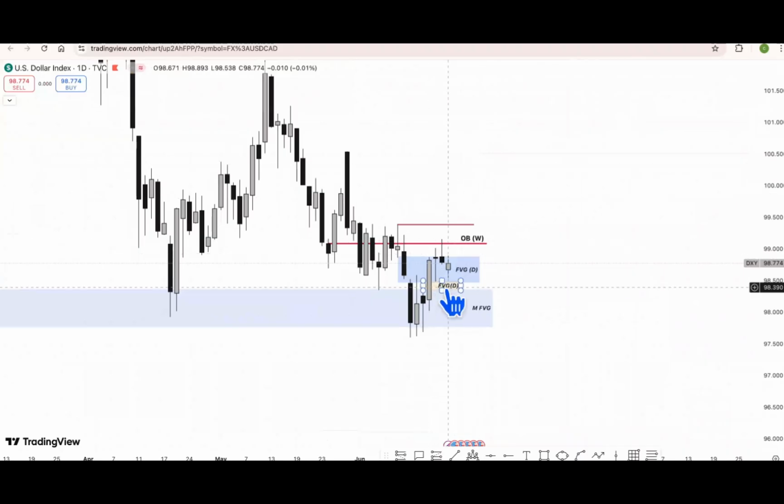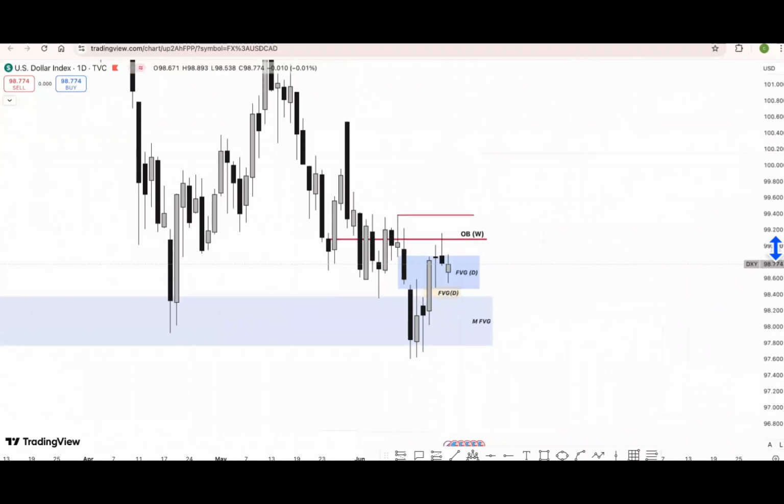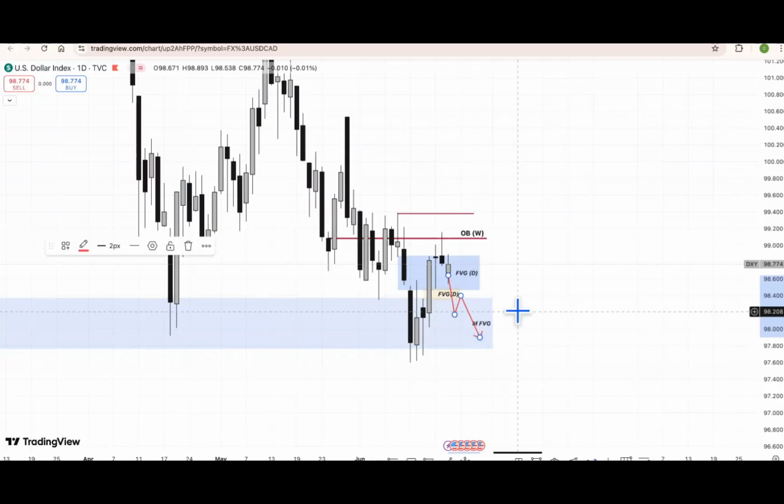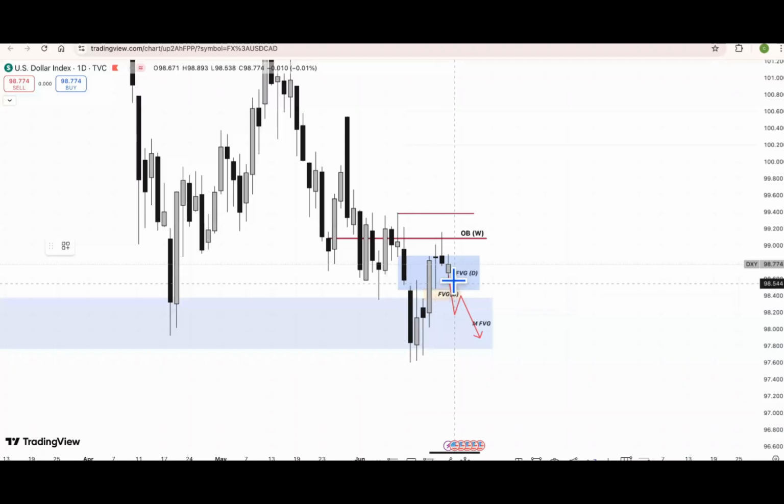So again, I want us to look at this daily fair value gap here. If we invert this daily fair value gap, that will be a sign that the DXY is not yet done with the bearish price action and the dollar is still bearish. So these are the two things that are likely to happen. If we violate this, then we're going to use it as an inversion fair value gap to push price further down. That's the first scenario. Second scenario, if we violate this and invert this fair value gap, then we are likely to use it for bullish price action.